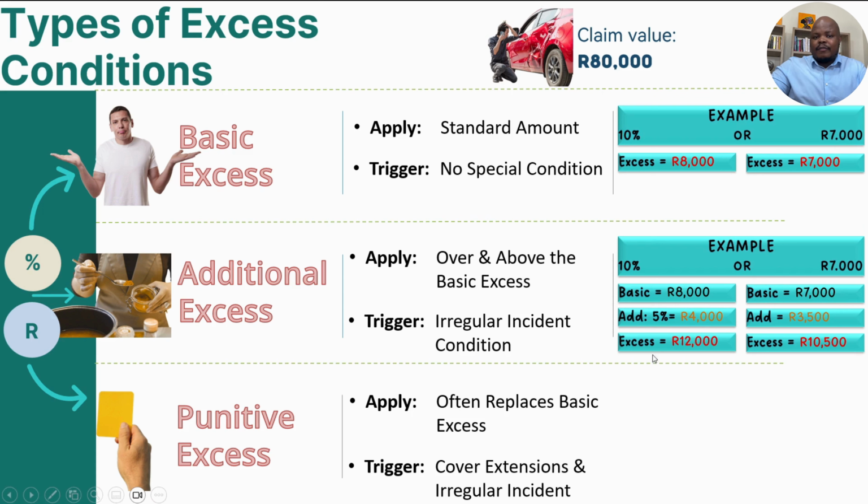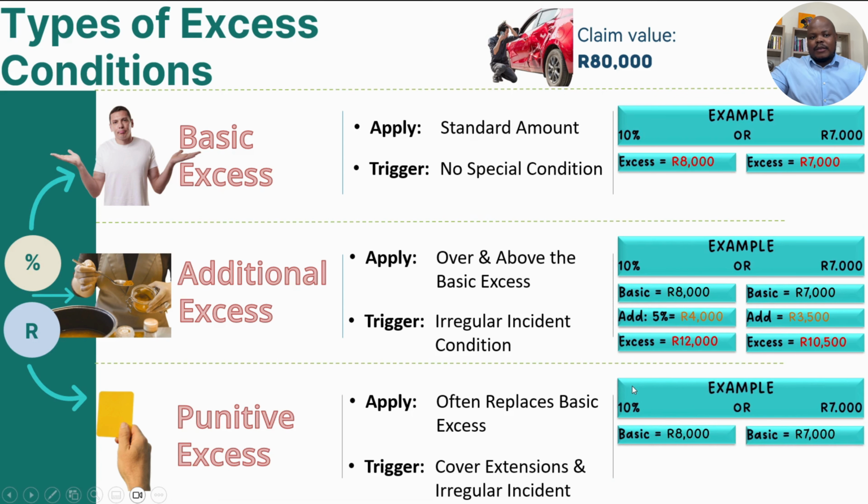Now, when it comes to punitive, the example is very simple. Let's look at the basic that is applied as well as the basic that is applied under the percentage. This means that they might add in a punitive of, let's say, 12,000 rand for instance. Therefore, instead of your basic excess being 7, it will change to be 12. So it replaces, it doesn't add.